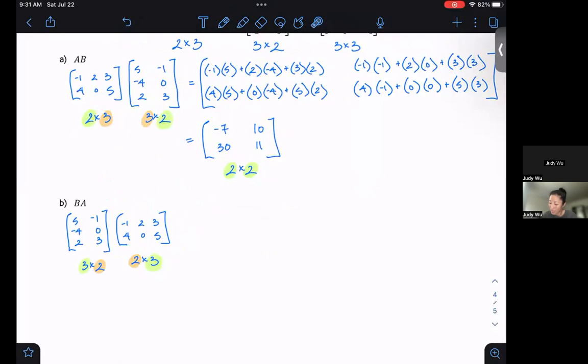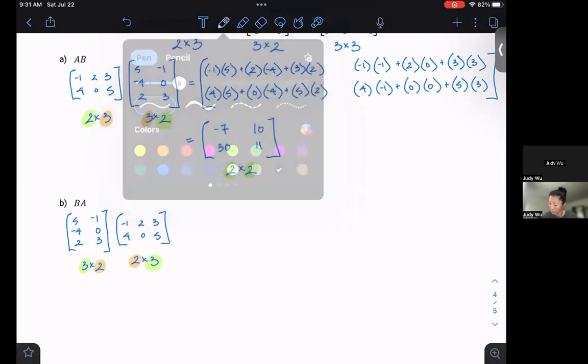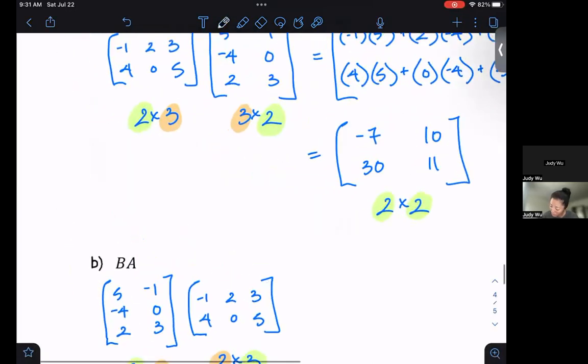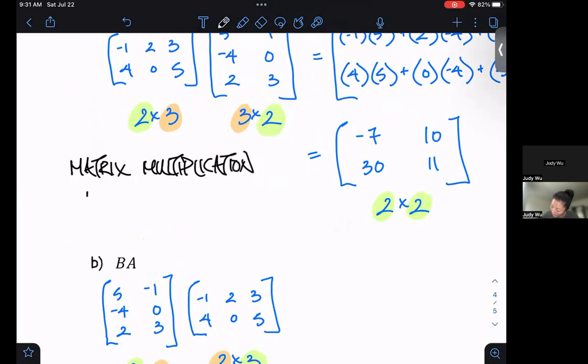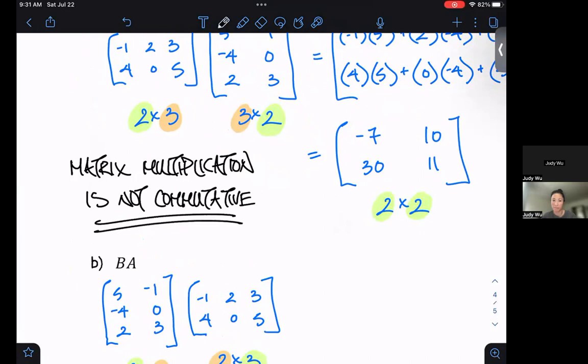When I multiplied A times B, I got a 2 by 2. But when I multiply B times A, I get a 3 by 3. That means the matrix multiplication is not commutative. Okay, so maybe that's a note we leave for ourselves. Matrix multiplication is not commutative. I cannot change the order and get the same thing.